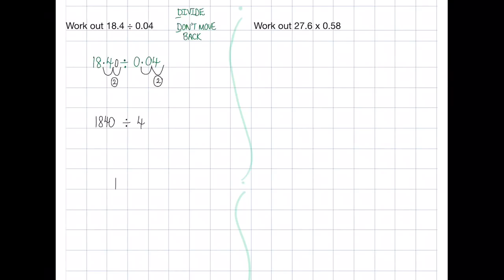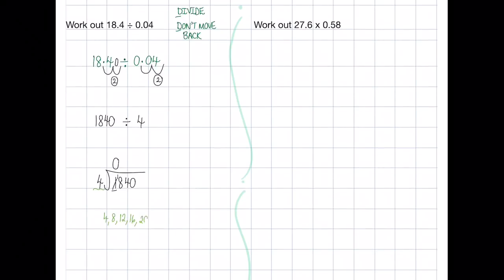You could either do the classic bus stop, where you just say how many 4s will go into 1, 0, how many 4s will go into 18, and if you want to, which is probably advisable, you can write out your 4 times table to help you, just so that it's a little bit easier and you minimise the chance of making a careless mistake or a mistake under pressure.